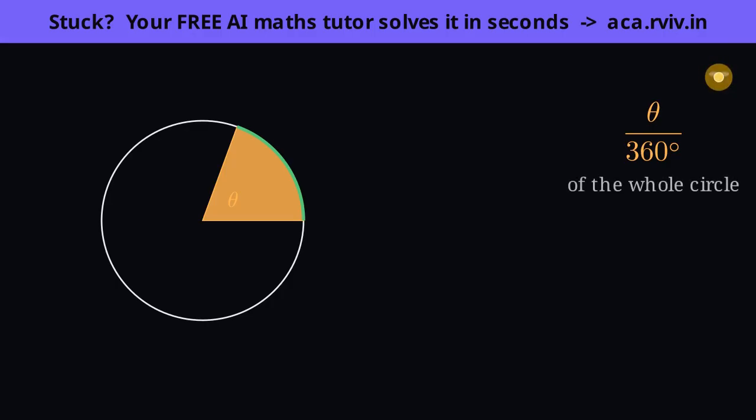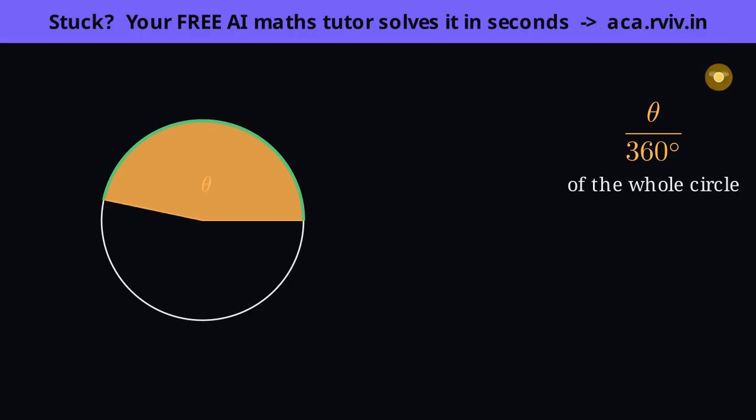If it were half, 180, you'd have exactly half. Watch it prove itself. As I open the angle wider, the orange slice grows, and the fraction theta over 360 grows in perfect step with it. The angle and the share are two ways of saying the same thing.